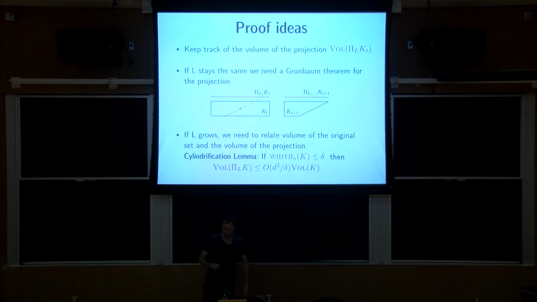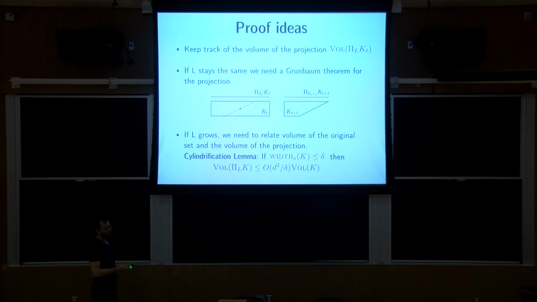Okay, so how does the proof go? I mentioned that I cannot make progress by tracking the volume. So instead of tracking the volume, I'll start tracking the volume of the projection. But there are some technical difficulties, because this Grunbaum theorem that I described, that you can cut through the centroid, says that the volume of the whole set splits in a constant fraction, but it doesn't tell you anything about the volume of the projection.